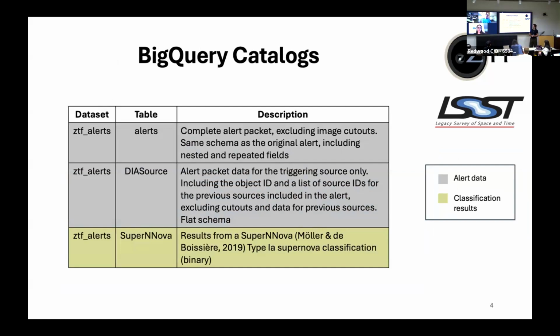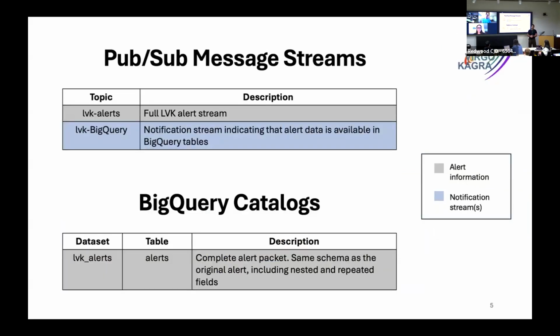For long-term tabular data storage, we use BigQuery. And again, you can see the different categories that we have available. Mainly alert data and information and classification results as well. I'm also excited to announce that we have recently updated our broker to listen to the LIGO Virgo KAGRA alert stream. And so again, as well, we are publishing the full alert stream and loading that data into BigQuery.